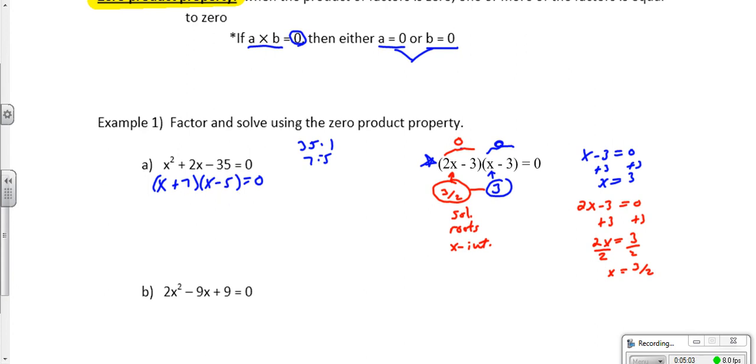Now what are the solutions? Well, if I plug in a negative 7, this one becomes 0. If I plug in a positive 5, this one becomes 0. So my two solutions are negative 7 and 5.